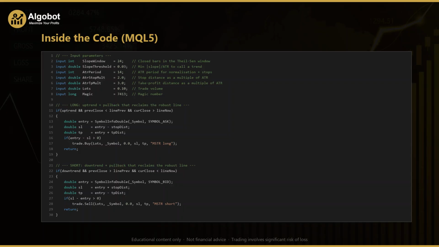ATR-StopMult and ATR-TpMult, at 2 and 3, set the stop and target distances as multiples of that ATR. Then we have the trade volume in lots and the magic number that tags this strategy's positions. Now look at the long block.